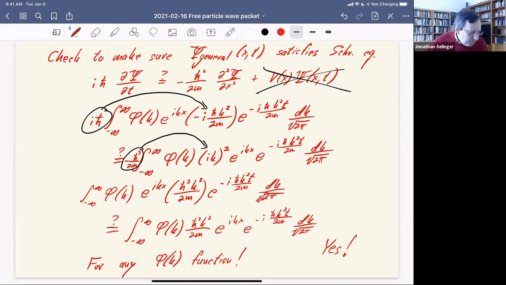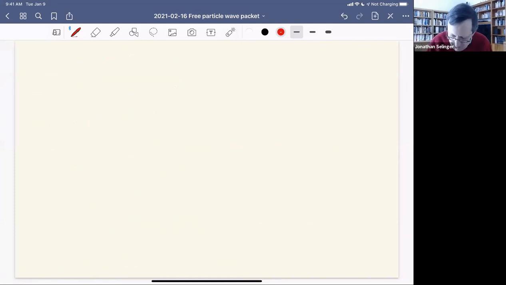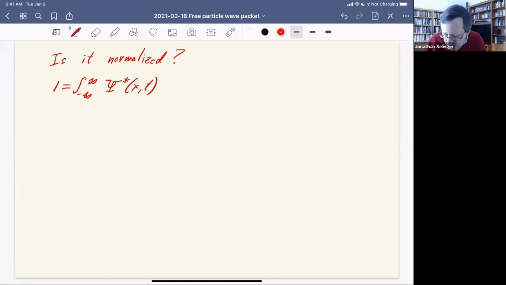So then we can say, is it normalized? Okay, so this is the problem that I was hoping to solve. Let's check that. We want to know, what is this normalization integral? We want the 1 to be equal to the integral of psi star of x and t times psi of x and t dx. Okay, so let's work that out.